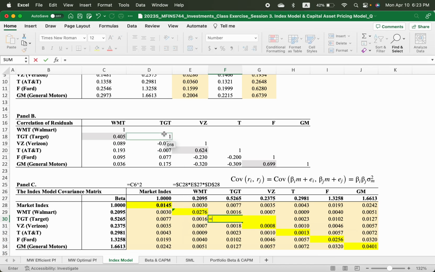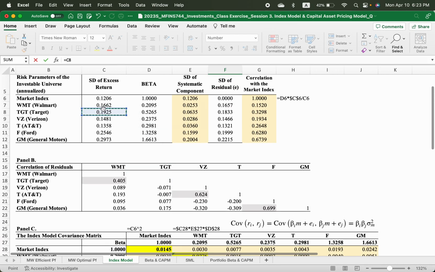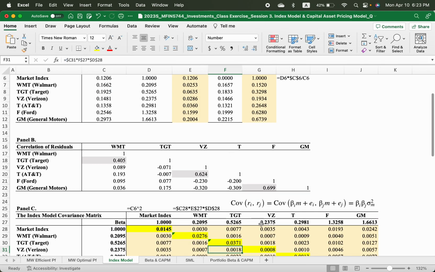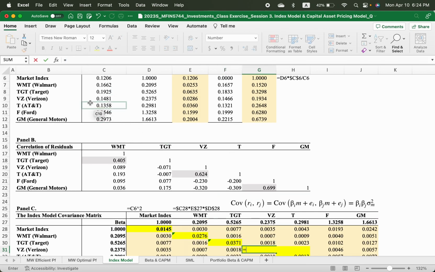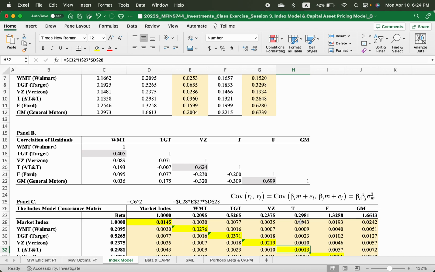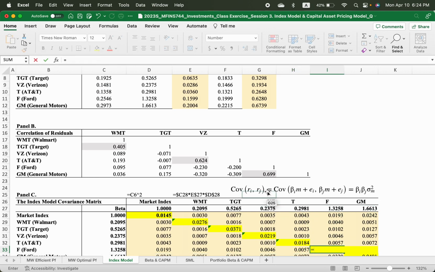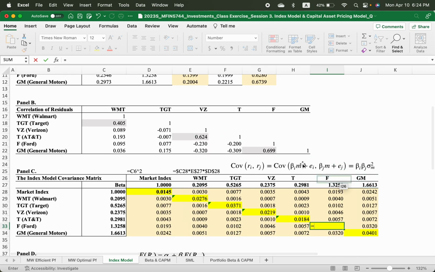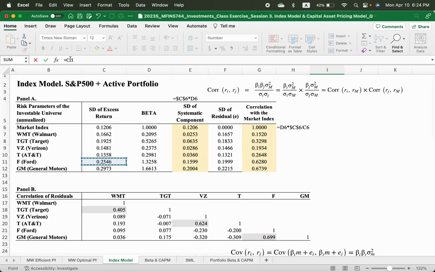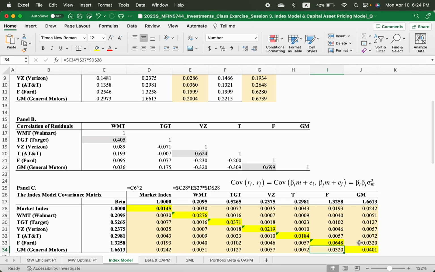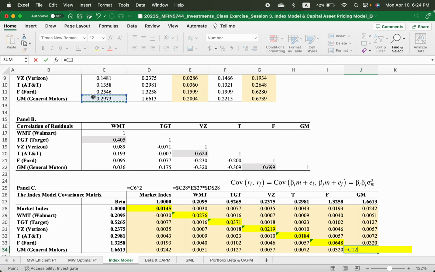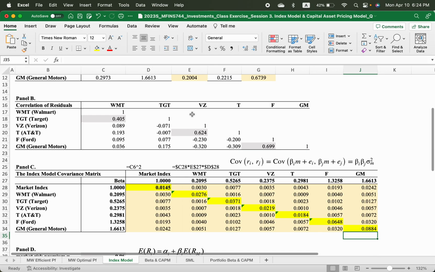Next, also the standard deviation of target to the power of 2. In the same way, horizon to the power of 2. Target to the power of 2. And finally, we need 2 more. So we got it. So we finished this covariance matrix.